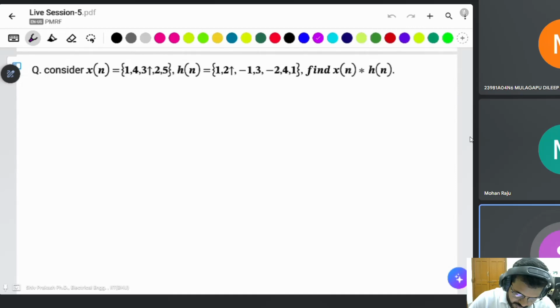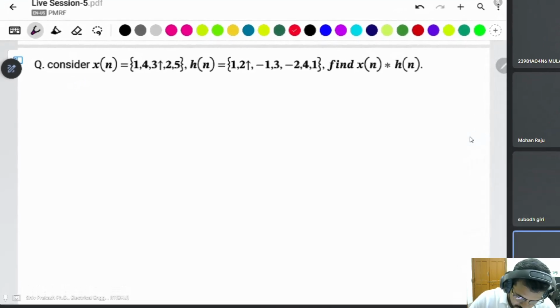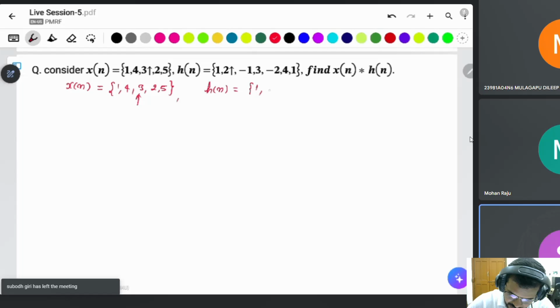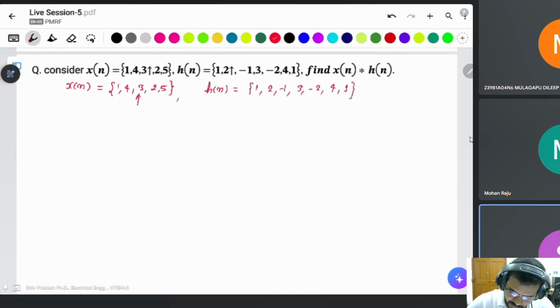Consider x[n] equal to 1, 4, 3, 2, and 5, where 3 has some zeros, 1, 0, and h[n] looks like 1, 2, minus 1, 3, minus 2, 4, and 1. The 0 is here.